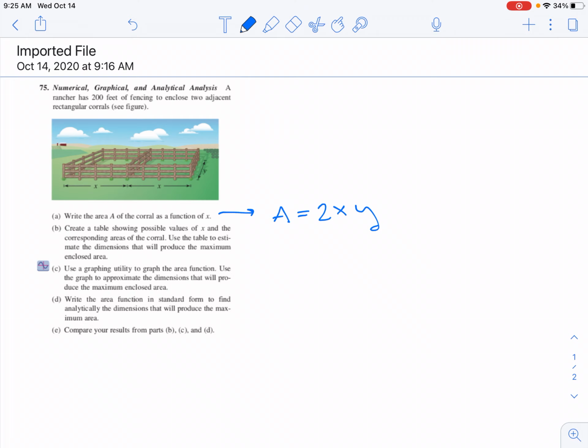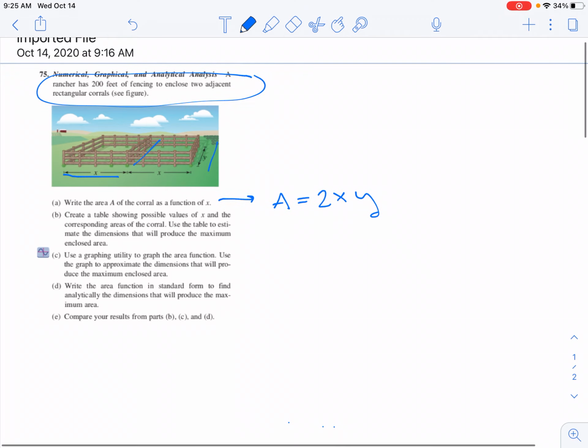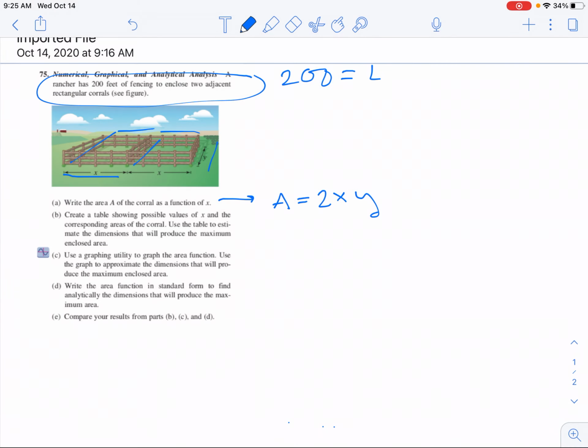Now we have two variables, but we were given this information at the top. There is 200 feet of fencing. We have fencing that is x, and then y, and y, and y, and then two more x's over here. So the perimeter, or 200, is going to equal 4 x's plus 3y. And so we can kind of do a system of equations here and substitute in.